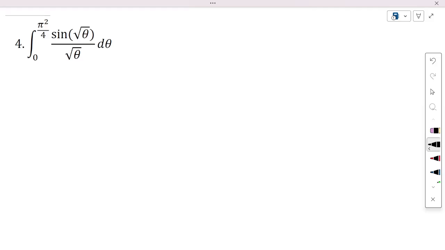So what we are going to be doing is the following. First of all, we can clearly see which one is the most complicated part of our integrand. It's definitely the square root of theta. So what we are going to do is let u equal root theta. Now we need to differentiate. Before we do that, we turn this into an exponent, so it's theta raised to the power of a half.